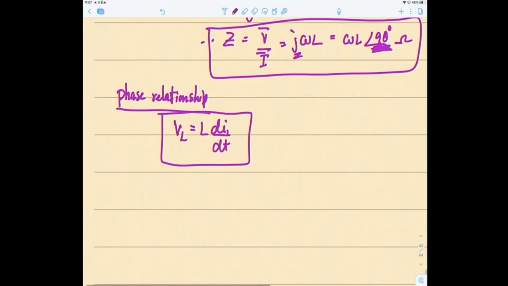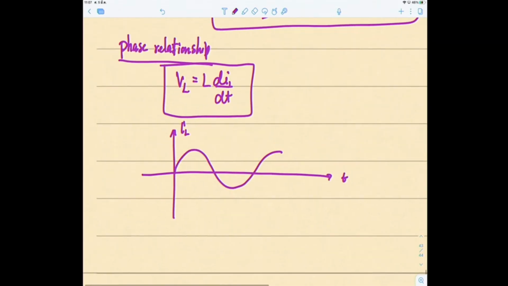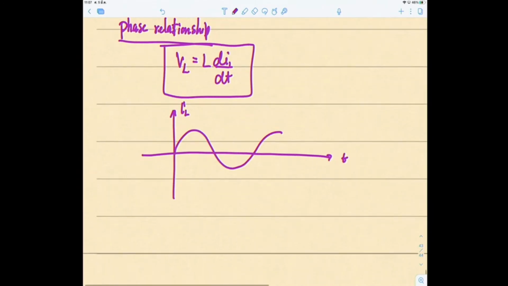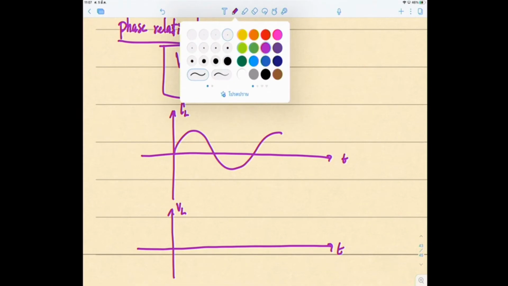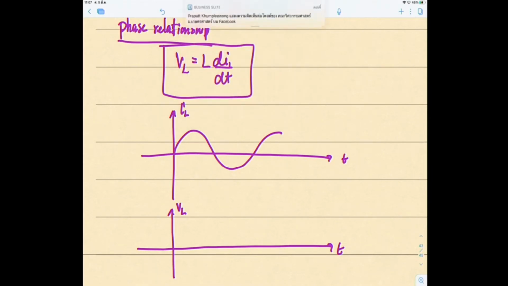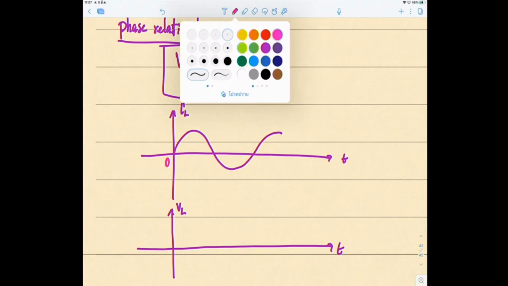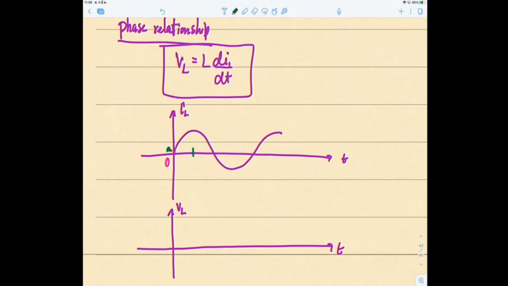Let's sketch IL of t. I have IL of t here, and it's simply a sine wave. I want to sketch VL, and you have to be exact. So let's see. This is 0, and I put points here: position A, position B, position C, position D, position E. Right, this is B. This is 0 still.